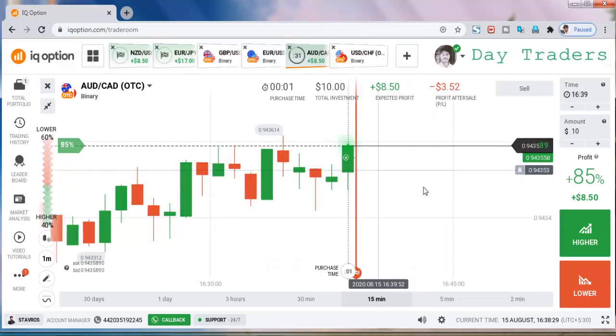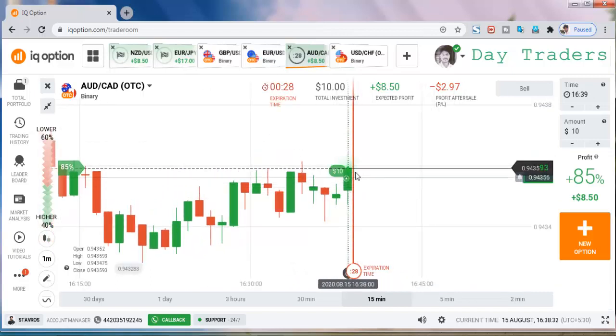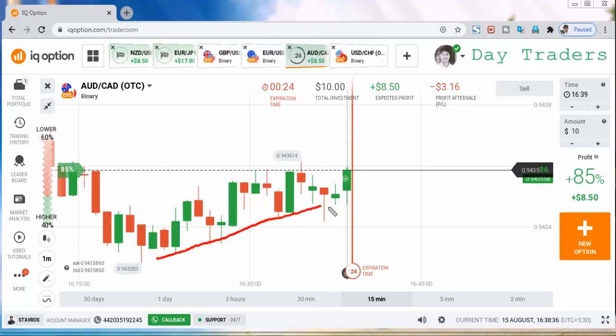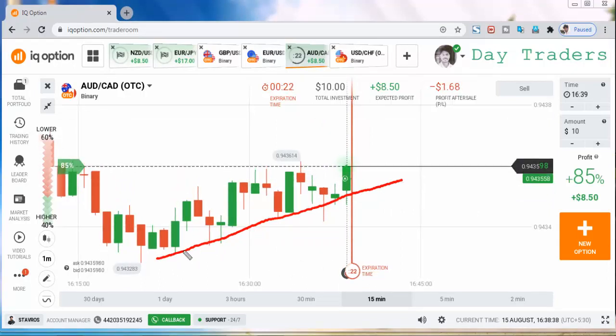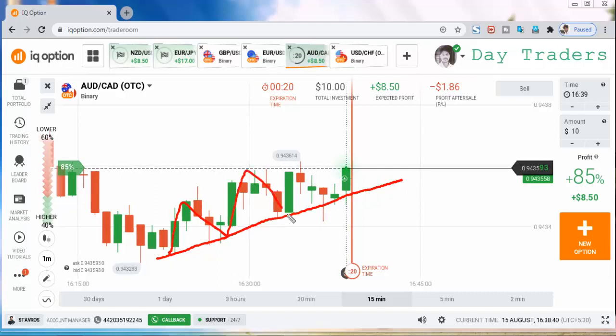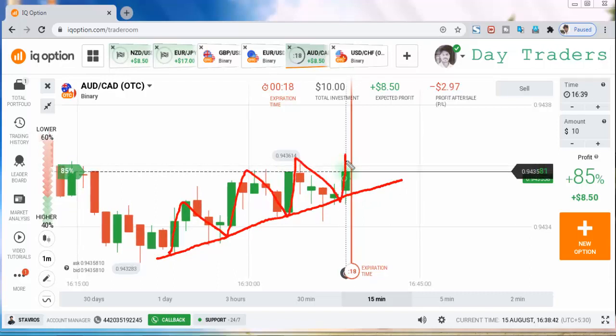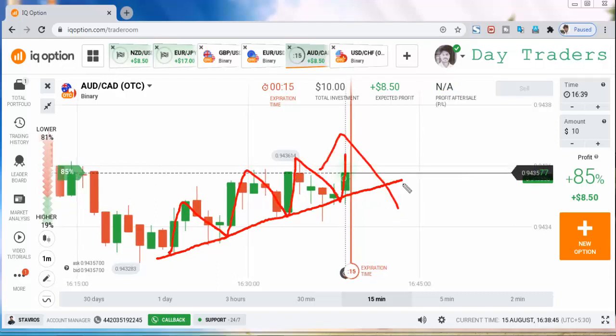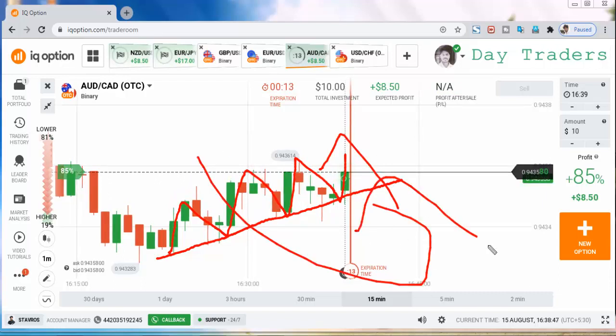And this is a little bit late entry, but I will expect a candle close above my entry point. Why? Because this is a strong level. You can see strong buyer's entry, strong buyer's entry, strong buyer's entry. Again, I will expect a strong buyer's entry. So that's the reason I will place a higher option.